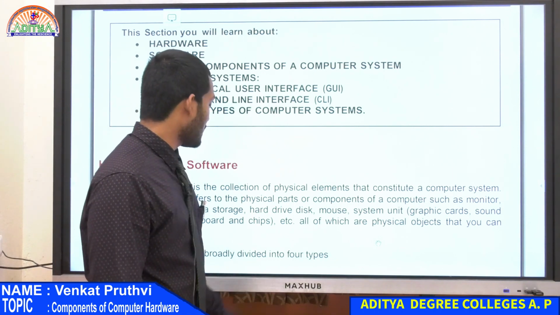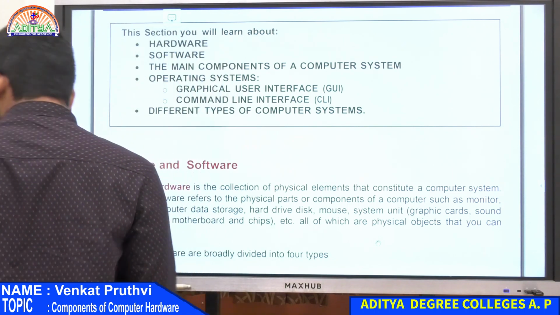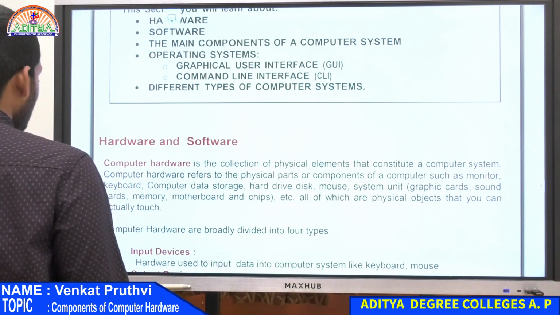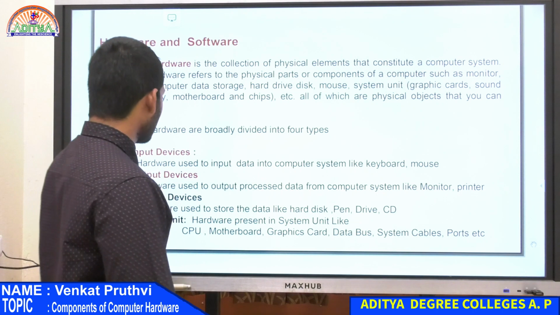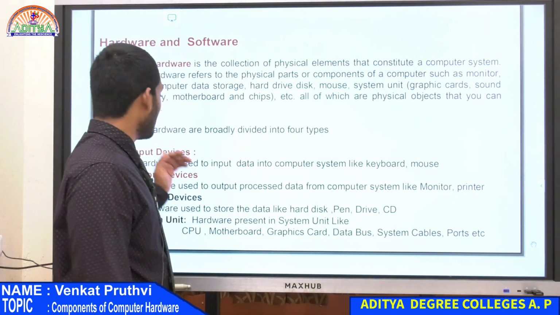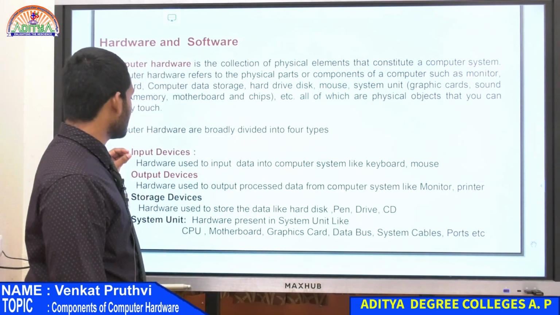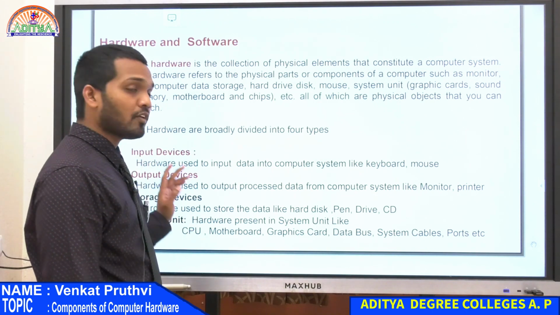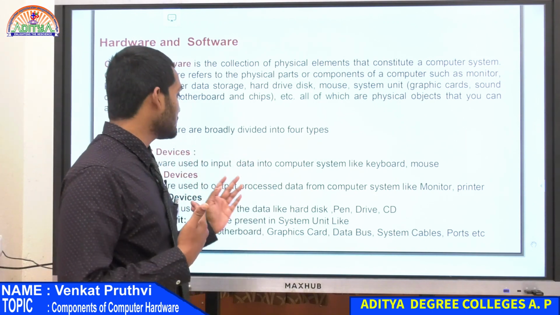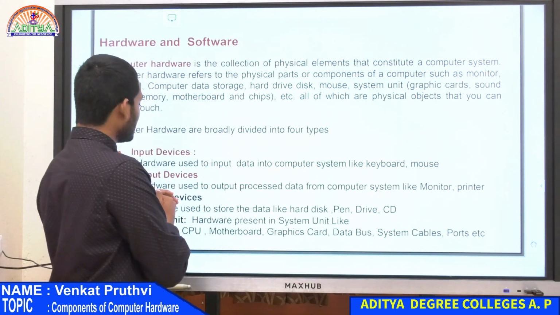Computer hardware is broadly divided into 4 types. What are those 4 types? They are input devices, output devices, storage devices, and system unit. So we have 4 types of computer hardware: input device, output device, storage unit, and system unit. We have already seen that block diagram previously, in which we were able to understand the differentiation.